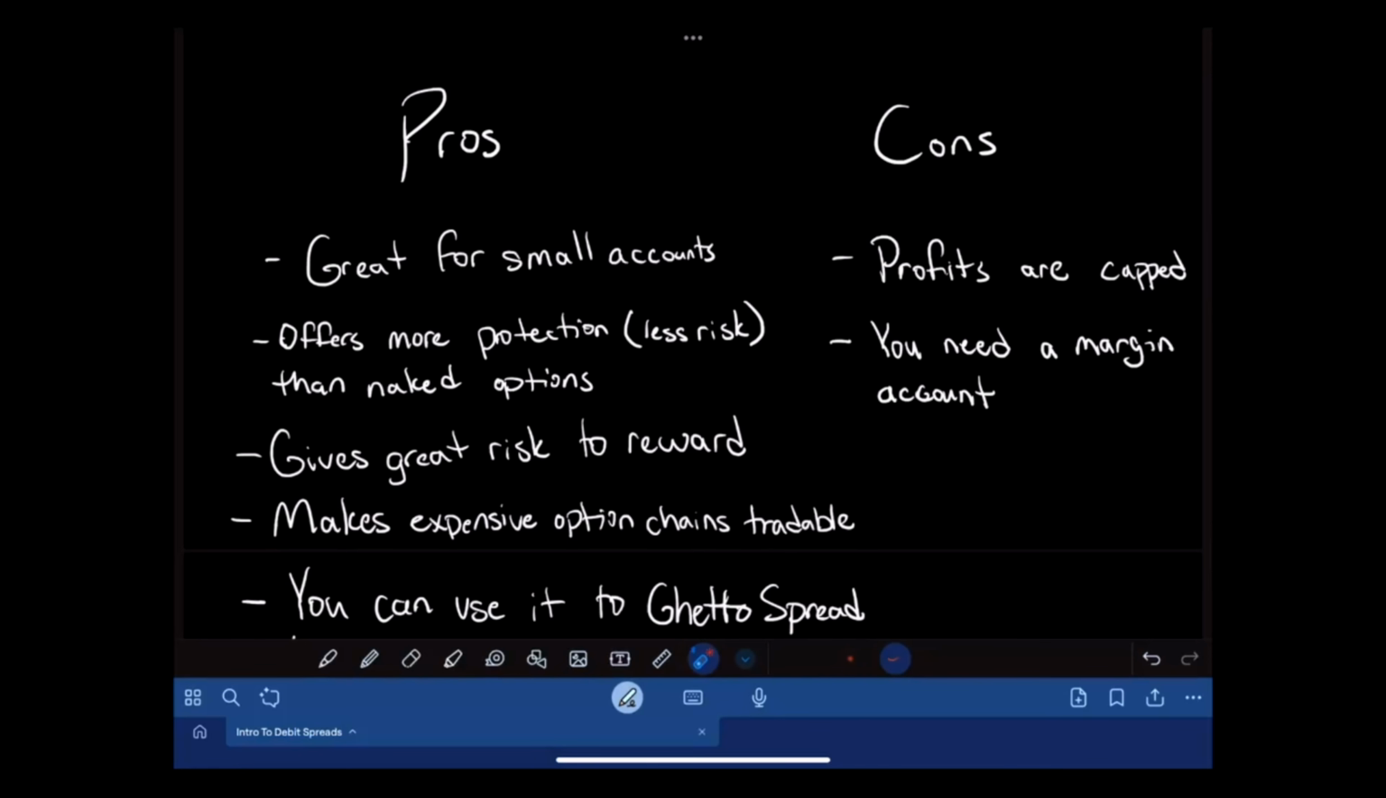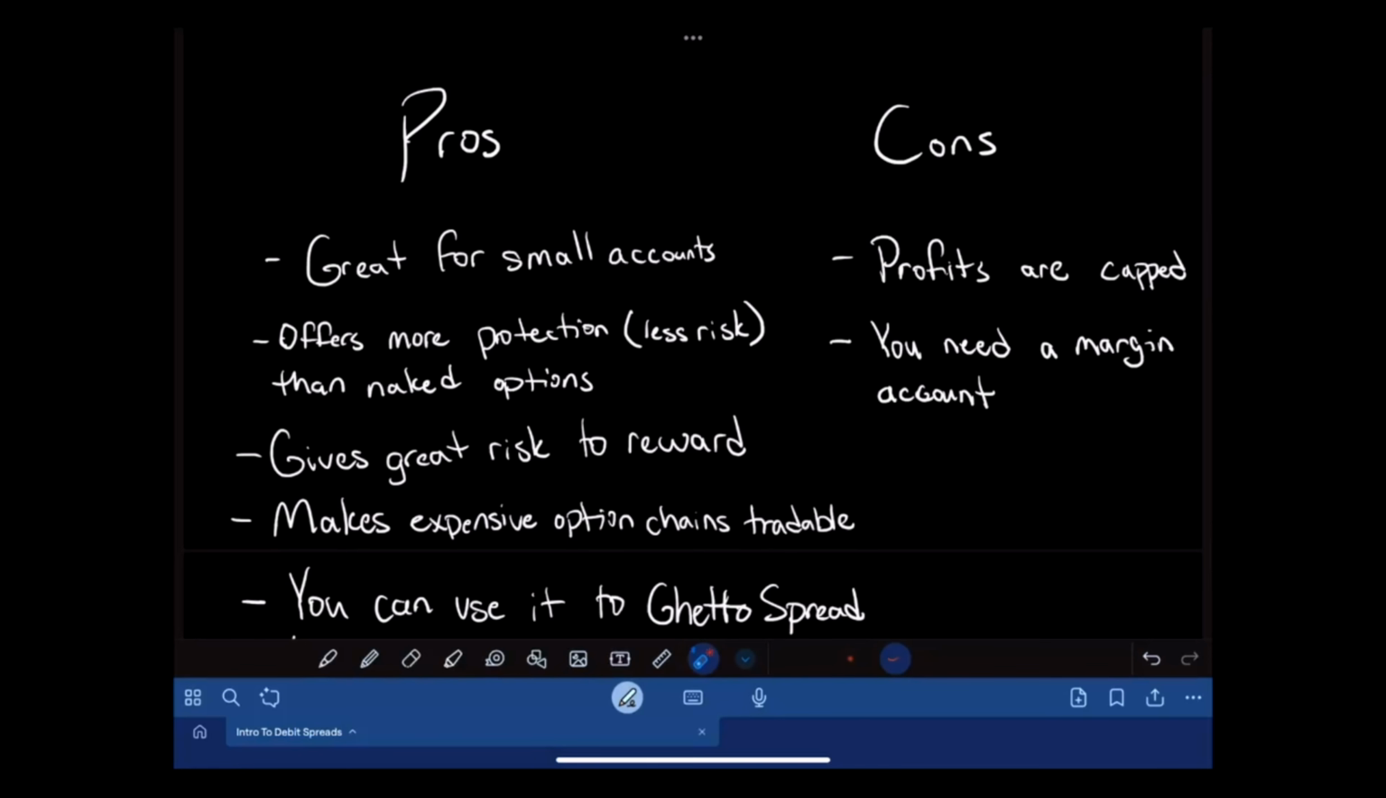Another great thing is compared to naked options, this offers more protection, which basically means less risk. And we'll get into how exactly that is. It gives a greater risk to reward ratio. The reason I say that is because the profits are a little bit easier to achieve. And again, we'll get into more examples. And it also makes expensive option chains tradable, which is technically tying into this point.